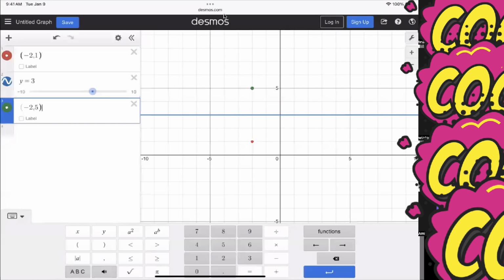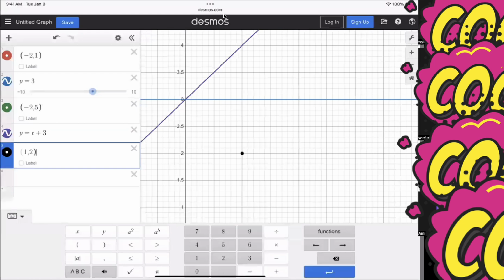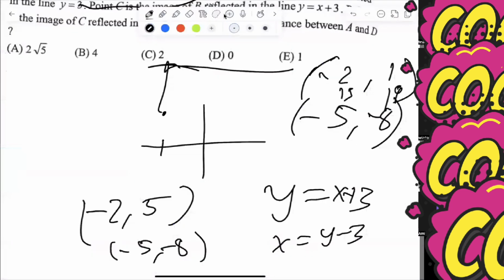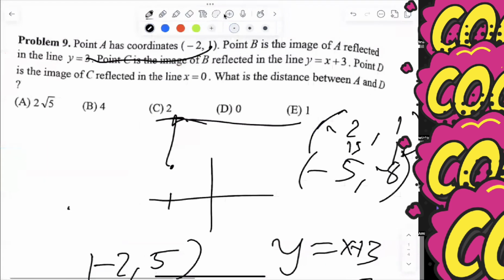Alright, so after that, we get, next thing is just reflecting point D off C in the line X equals 0. What is the distance between A and D? So D is reflected over X equals 0, right? And reflect this, it just gives you negative 1 comma 2. Right? And that leads you back to the original point. As we can see, we got from 1 comma 2 back to negative 1 comma 2.